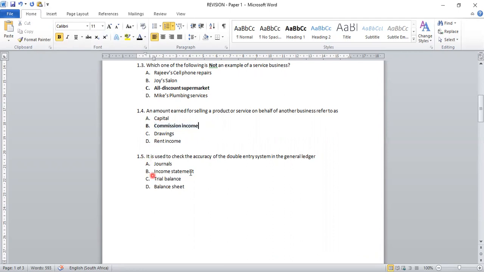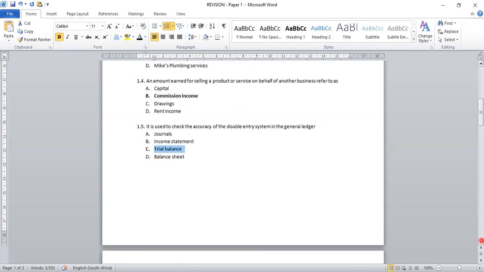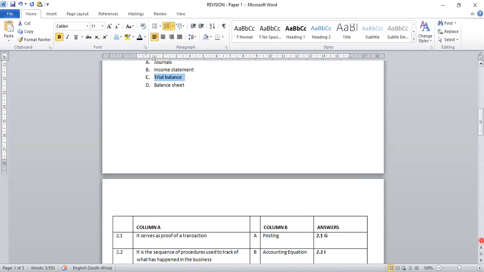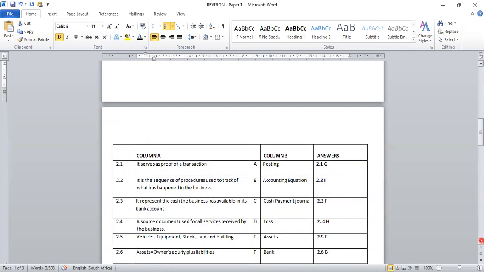1.5, it is used to check the accuracy of a double entry system in the general ledger. This is referred to as a journal, income statement, trial balance, or a balance sheet. The correct answer, learners, is a trial balance. It is used to check the accuracy of a double entry system in the general ledger. Okay, we completed question 1.